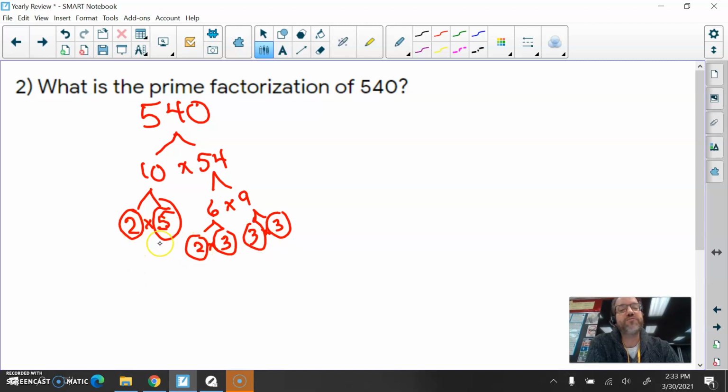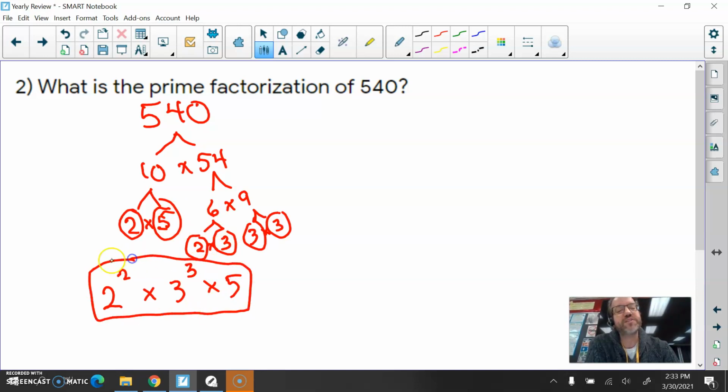Now, when certain factors appear more than once, use an exponent when writing the prime factorization. So I have 2 squared times, then I have 3 3's. So I'm going to put 3 to the third, and then times 5. And that's our prime factorization.